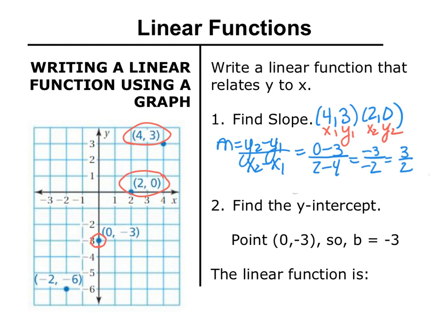So then my linear function, again, we need to create a line in the form y = mx + b. My slope is 3/2, and my y-intercept is negative 3. So my equation is y equals 3/2 times x, minus 3, or plus a negative 3 for my y-intercept.